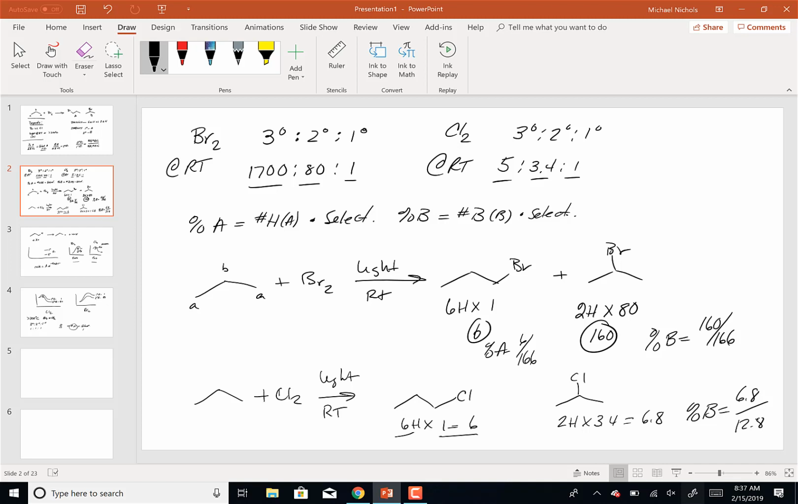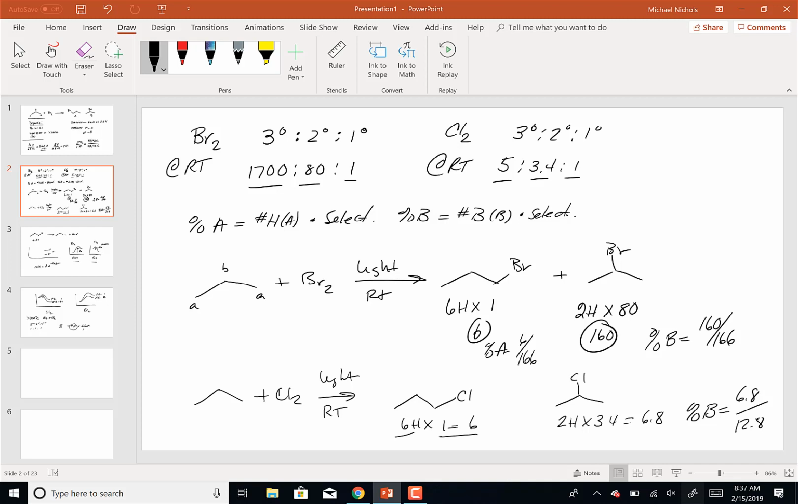Right. So halogenation reactions are never 100% of one over another. Even if you had a tertiary bromide, it would still be 1700 to 1. That's pretty close to 100%. But if you have a primary hydrogen, you always have to have 3 primary hydrogens. You can't have any less, right? Well, you could have less, but not in a normal alkane.